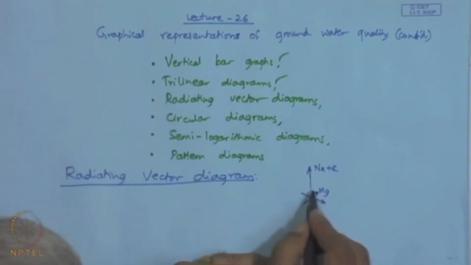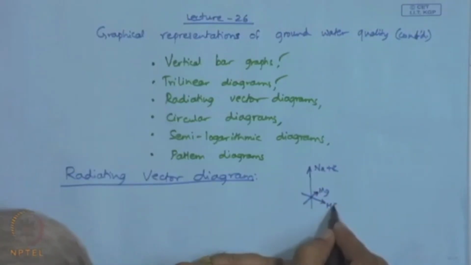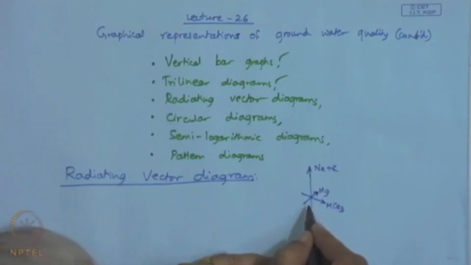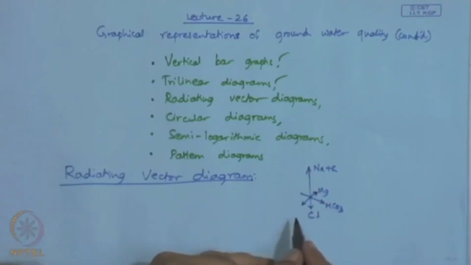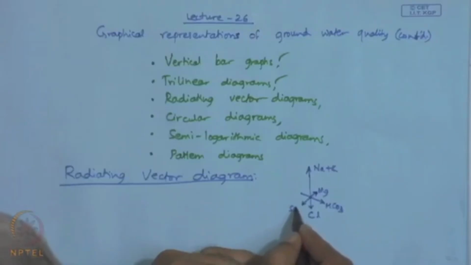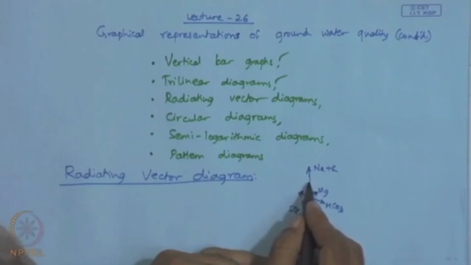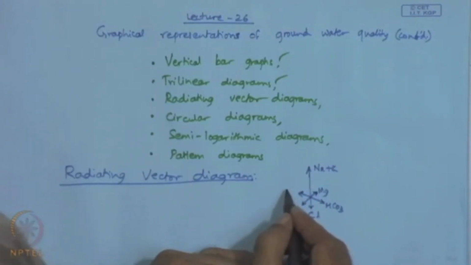120-degree line clockwise from the vertical represents the bicarbonate concentration. The length of the 180-degree or vertically downward line represents the chloride concentration, and the length of the 240-degree line clockwise from the vertically upward line represents the sulfate concentration, and lastly the line at 60 degrees anti-clockwise from the vertically upward line represents the calcium concentration.